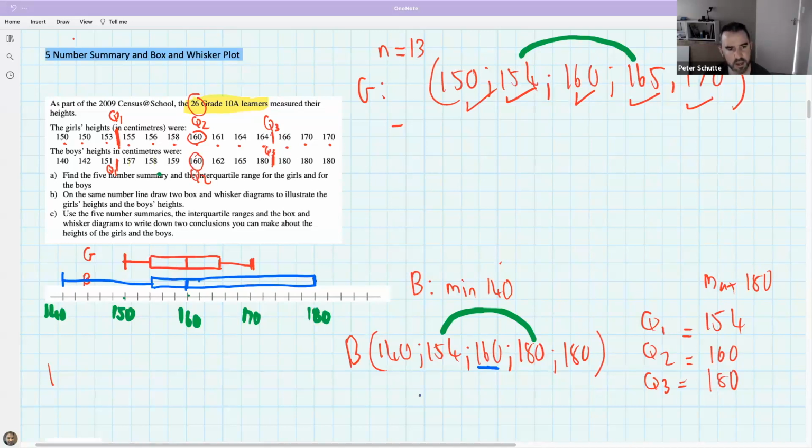So I want to do another example of box and whiskers before we finish tonight, but give me a thumbs up if you followed that process. Give me a thumbs down if you felt unsure about something.